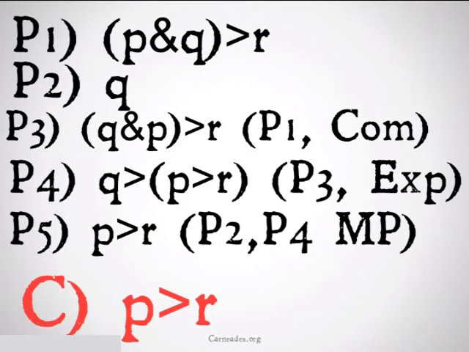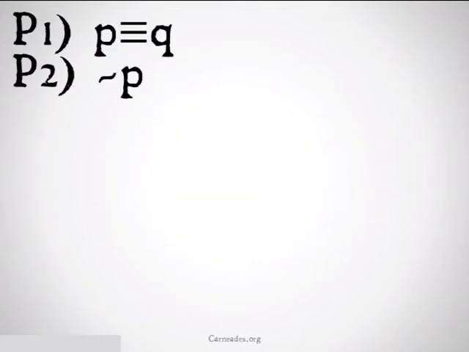Whenever you see a conjunction in front of an implication, you probably should start thinking about exportation in some way or another. Let's take a look at the next problem, which was P, if and only if, Q, not P, therefore, not Q. If you understand what that if and only if, that material equivalence sign means, you should really see that it's a very clear example of a valid argument.